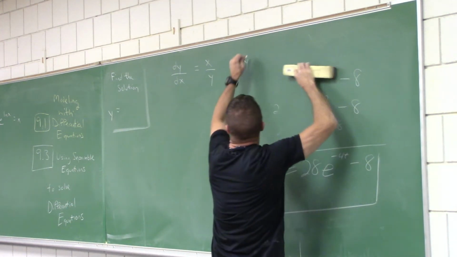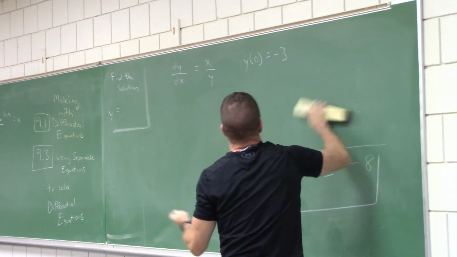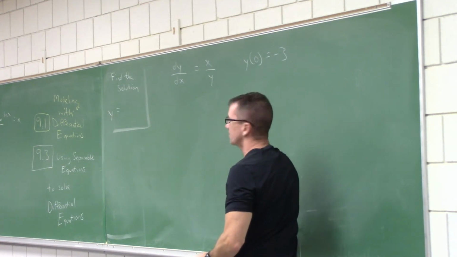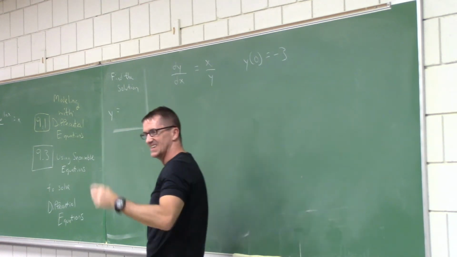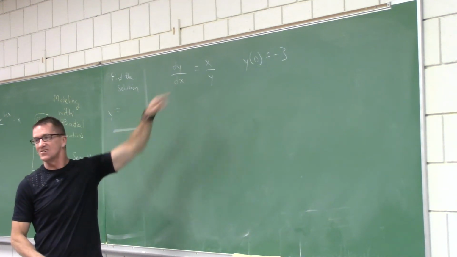y of 0 equals negative 3. Are you purposely trying to make it look deceptively simple, and it's going to end up taking half a board? Are you purposely making it look like it's something deceptively simple? And it does look simple.